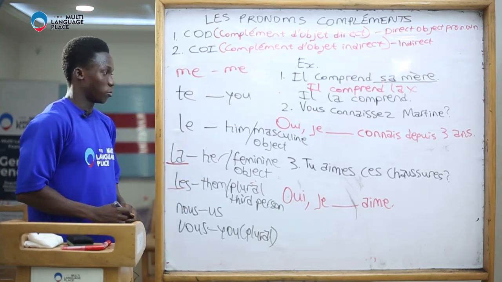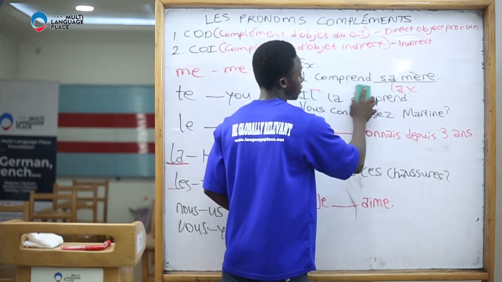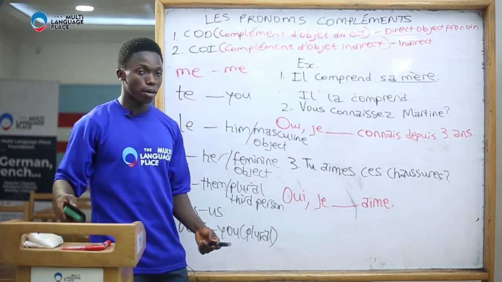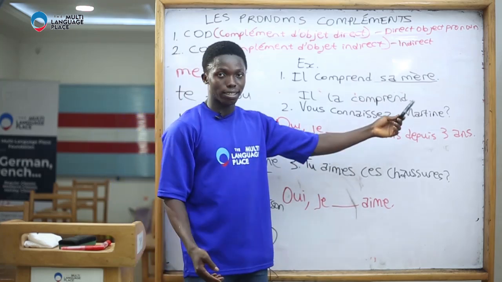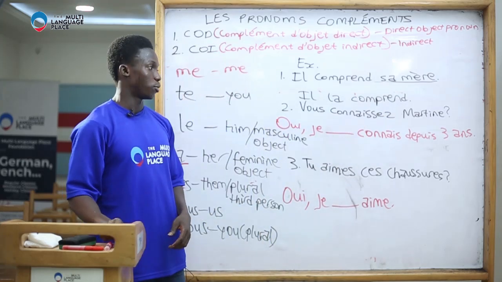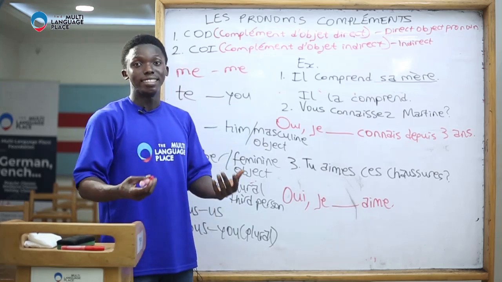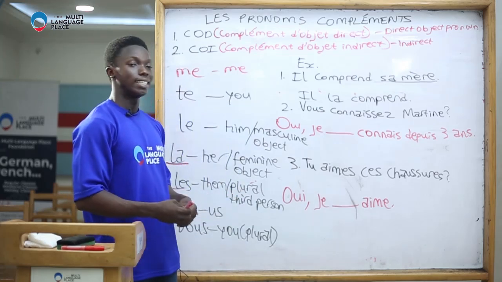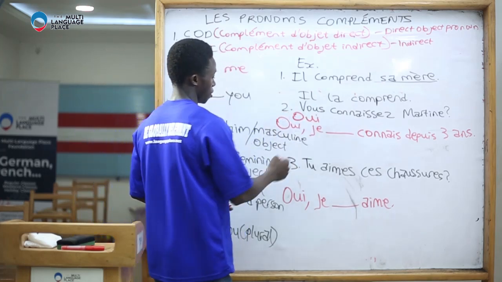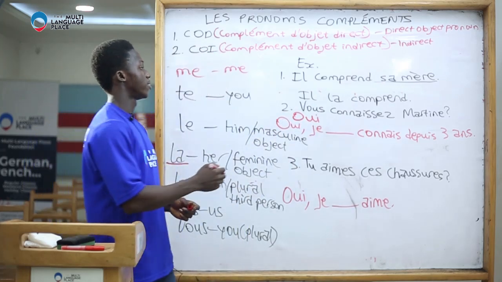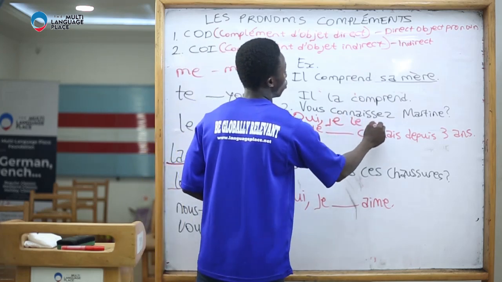So let's see another example. Vous connaissez Martine? Let's assume that Martine is the name of a guy, Martin. How do I respond? This means, do you know Martin? Now I want to say, yes, I know him. Oui, je le connais.